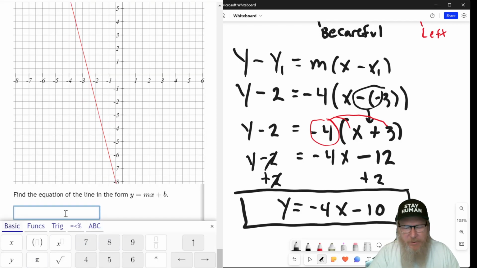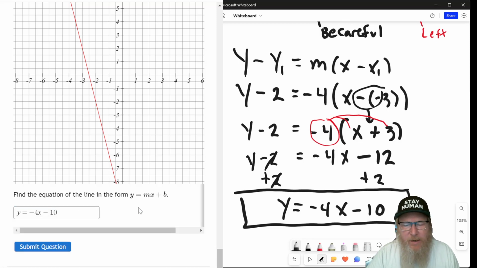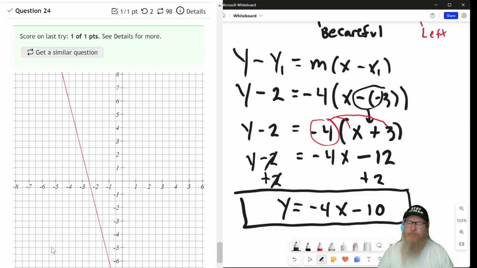So moving over to my text box here, I'm going to type in y equals -4x minus 10. On the pop-up menu, I don't really need it. Just ignore it. And go ahead and submit that. And it's all green. All good.